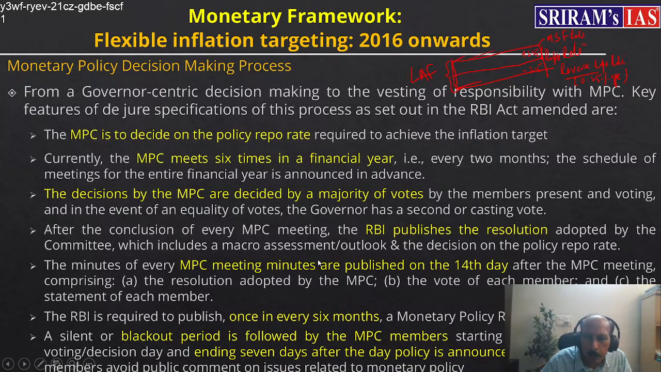The MPC minutes are published officially 14 days after the meeting. The period 7 days before the meeting and 7 days after the meeting is called the blackout period, during which none of the members is allowed to meet the press or any person outside the framework of the Monetary Policy Committee. To summarize the monetary policy actions, the RBI publishes the Monetary Policy Report biannually, two times in a year.